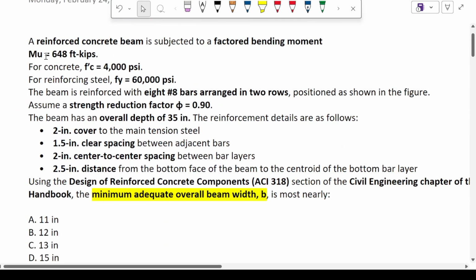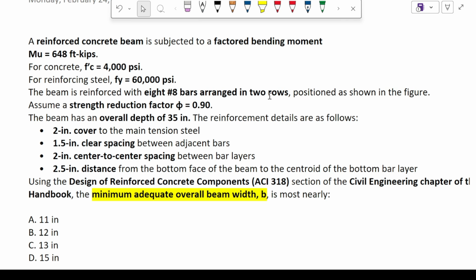A reinforced concrete beam is subjected to a factored bending moment Mu equal to 648 foot-kips. Mu means it's factored under safety, so Mn will be Mu divided by the factor. For concrete, f'c is equal to 4000 psi. For steel, Fy, the yielding strength, is 60,000 psi.